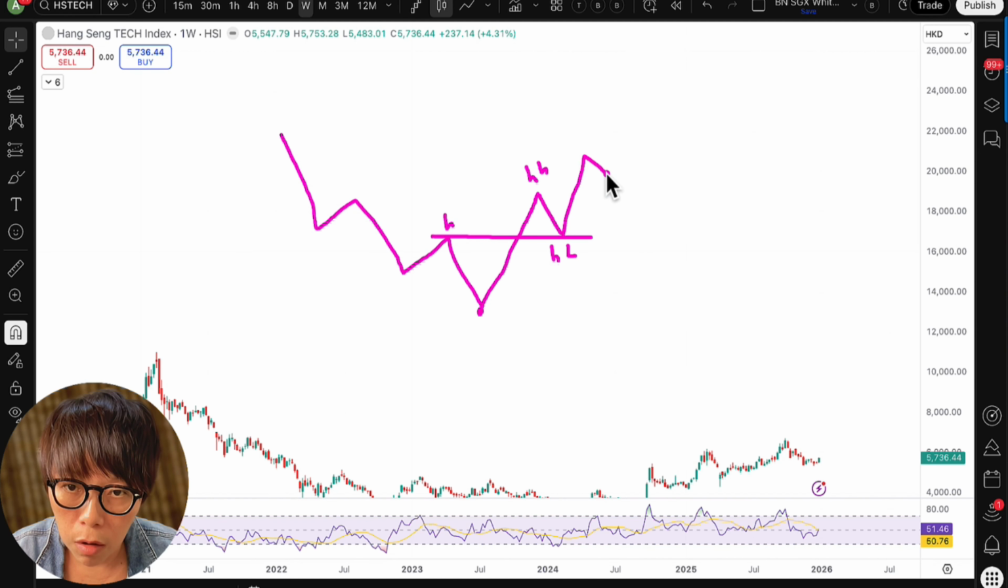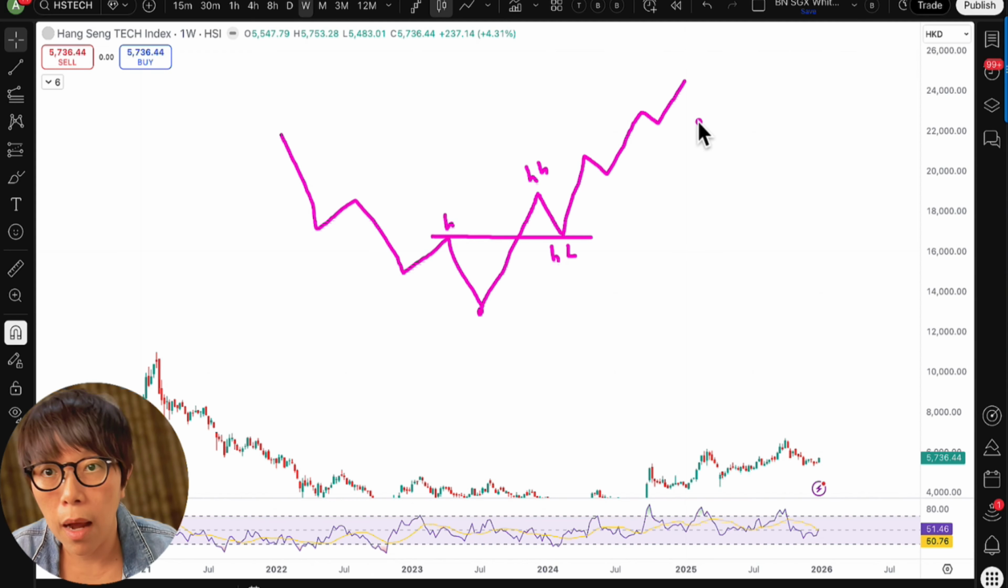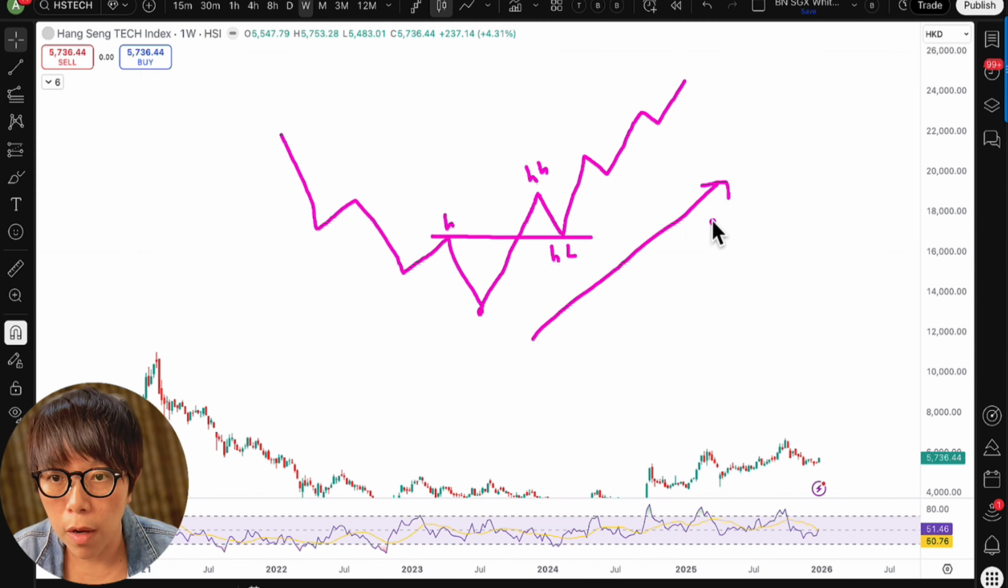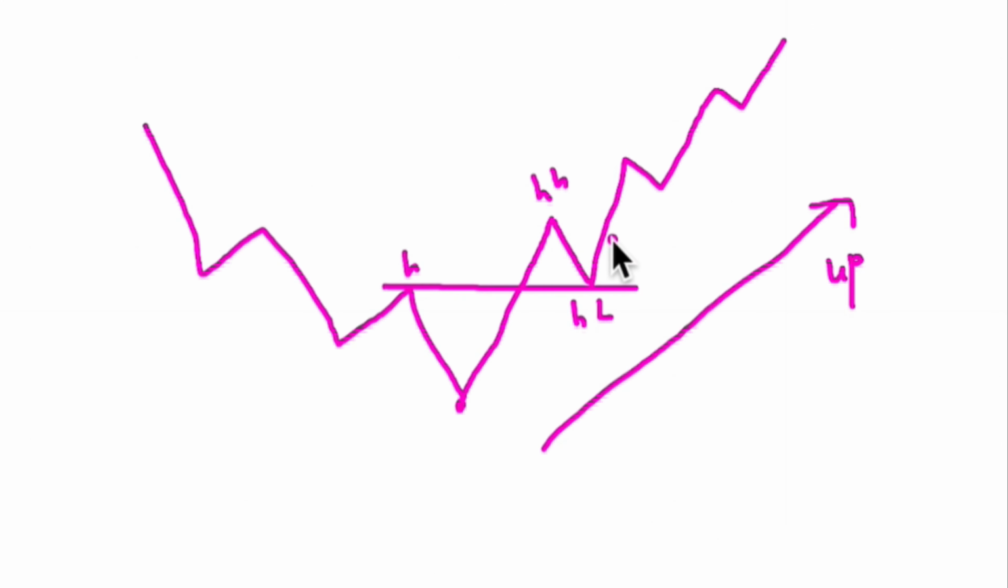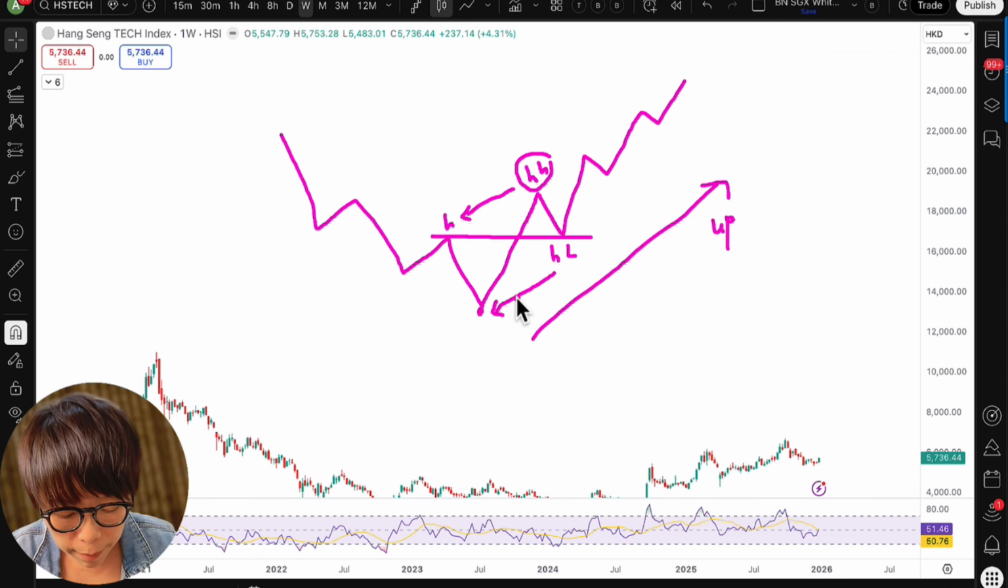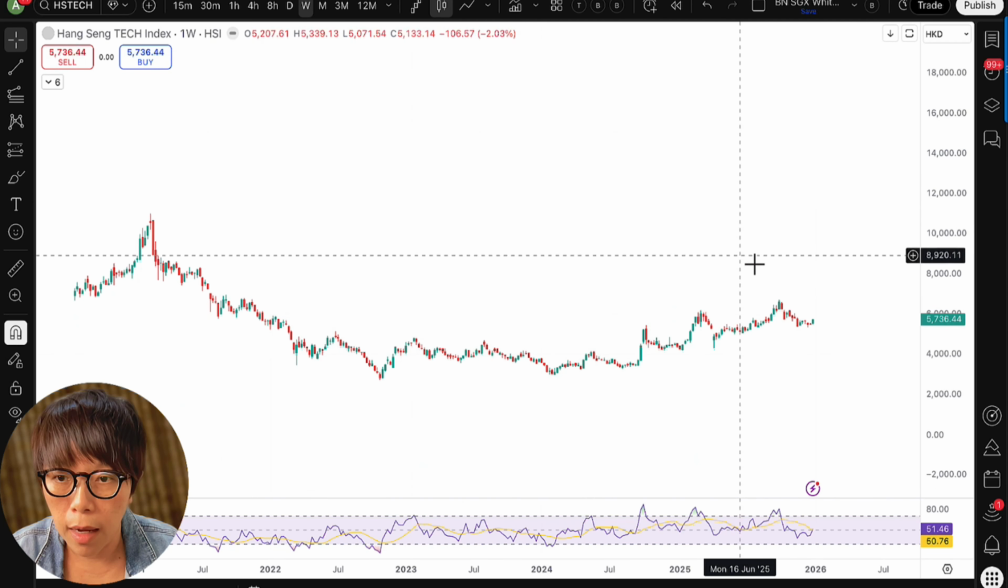So when price continues to make a higher high and a higher low pattern, this would give rise to an uptrend. However, the defining point of a trend reversal is this higher high here that is higher than the previous high, and we have the higher low that is higher than the previous low. Now, applying this concept, let's take a look at Hang Seng Tech.